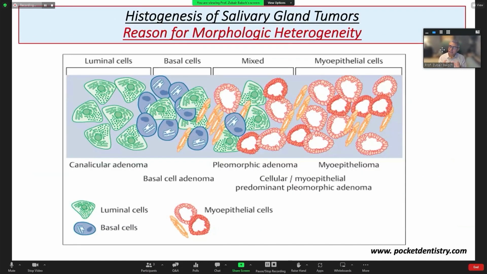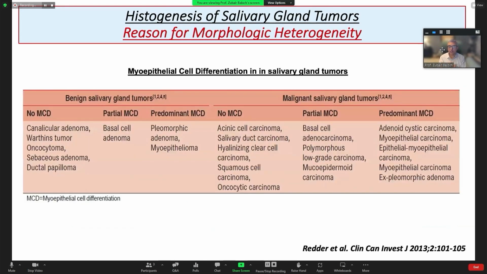Plus, the cell type, and I think this is very, very important for us to understand, there's a lot of overlap in the cells that tumors are arising from, which gives rise to heterogeneous morphology. And that makes things even more complicated in the smaller samples from FNA or biopsies that we see.